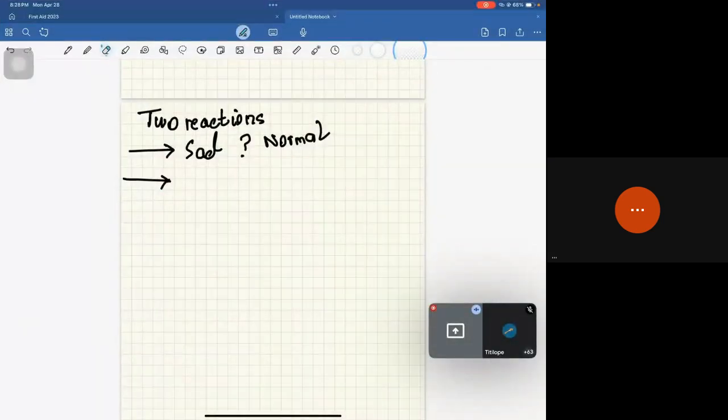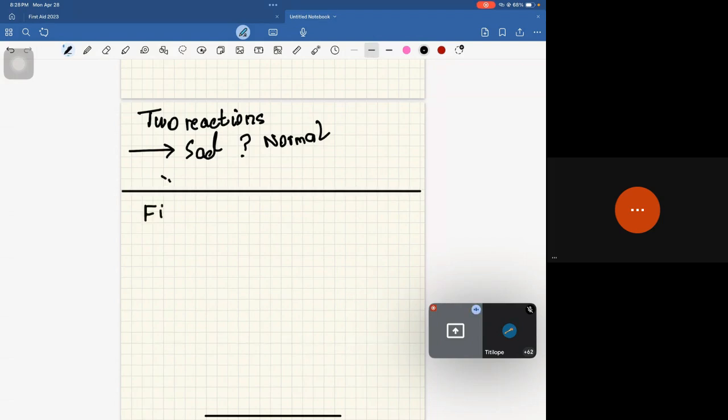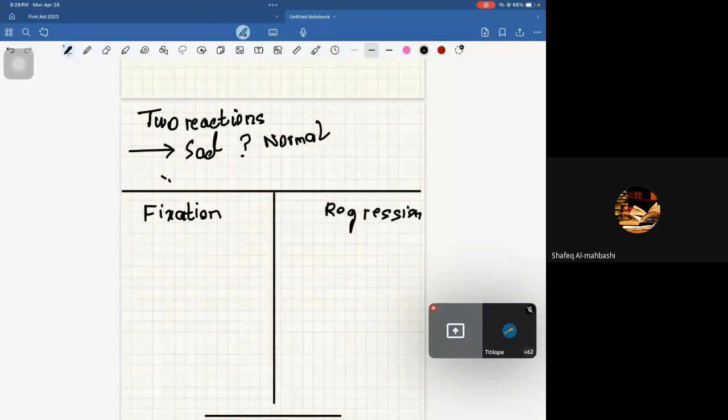Okay, so this was till the fixation. I think all of the problems would have been fixed now. So let's move on to fixation. So what is fixation and what is regression? One thing is fixation and the other thing is regression. In fixation, I will stick with the present, and in regression, I will go back to the past.